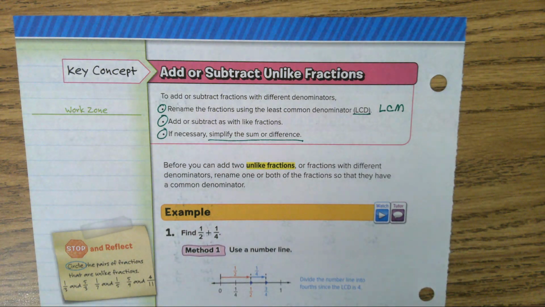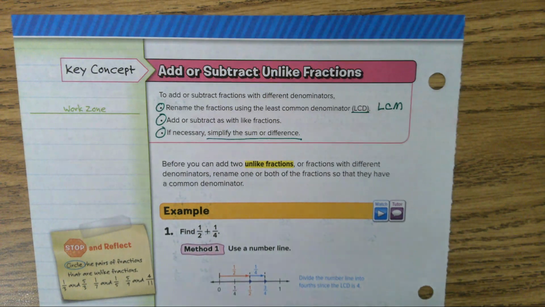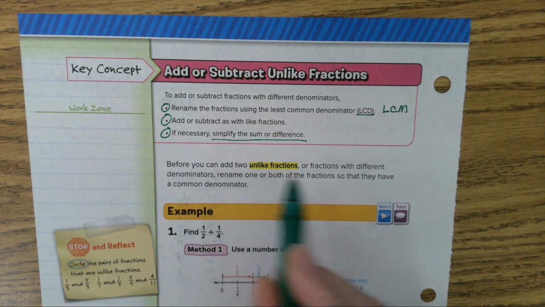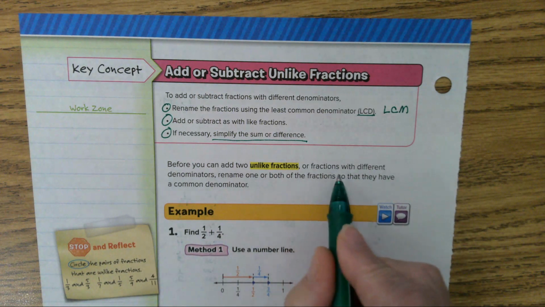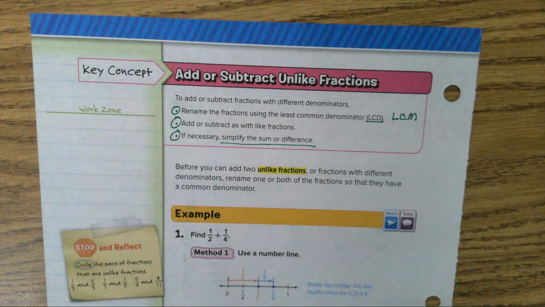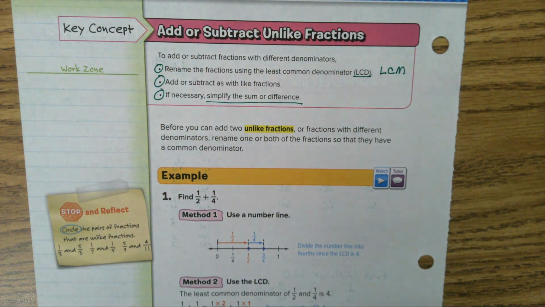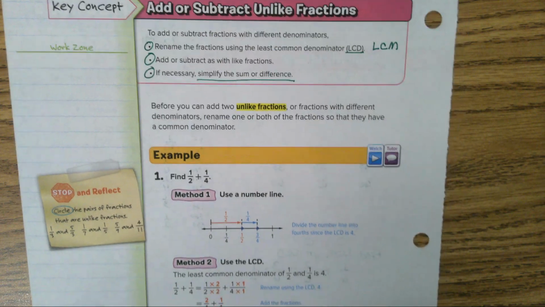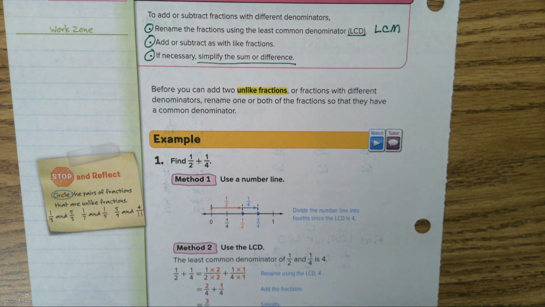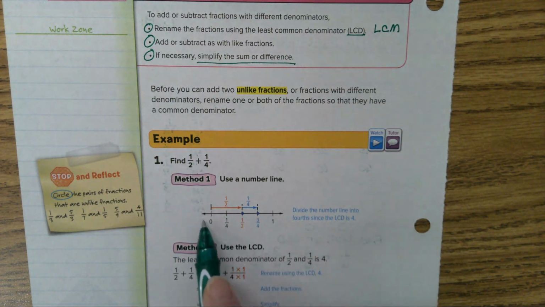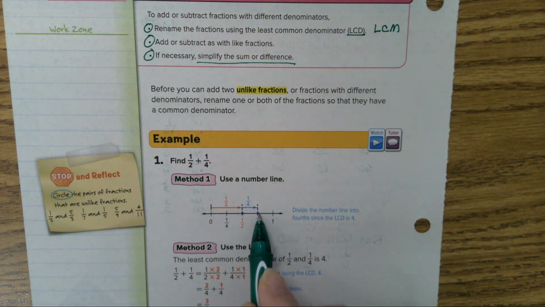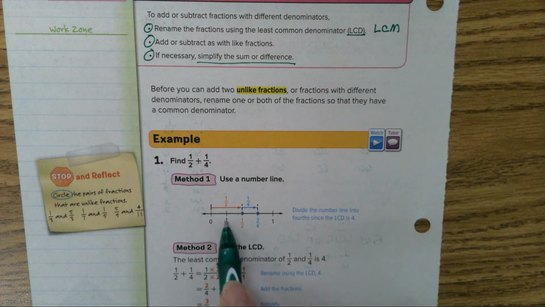Okay, so let's do some of these. Before you can add two unlike fractions or fractions with different denominators, rename one or both of the fractions so that they have a common denominator. All right. Here, they did it with a number line, a model. 1/2 plus 1/4 equals 3/4. They had to cut it up into fourths.